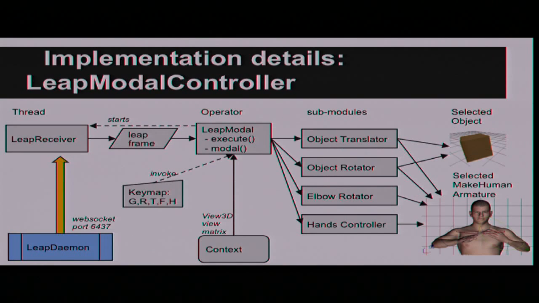The architecture of the operator using the Leap Motion is a bit more complicated because the main operator is activated by pressing one of the control keys. According to which key is pressed, one or more of the submodules are activated in real time. For example, I can at the same time translate and rotate the object. But what's happening? In the moment I invoke the operator, I have to dispatch a thread.